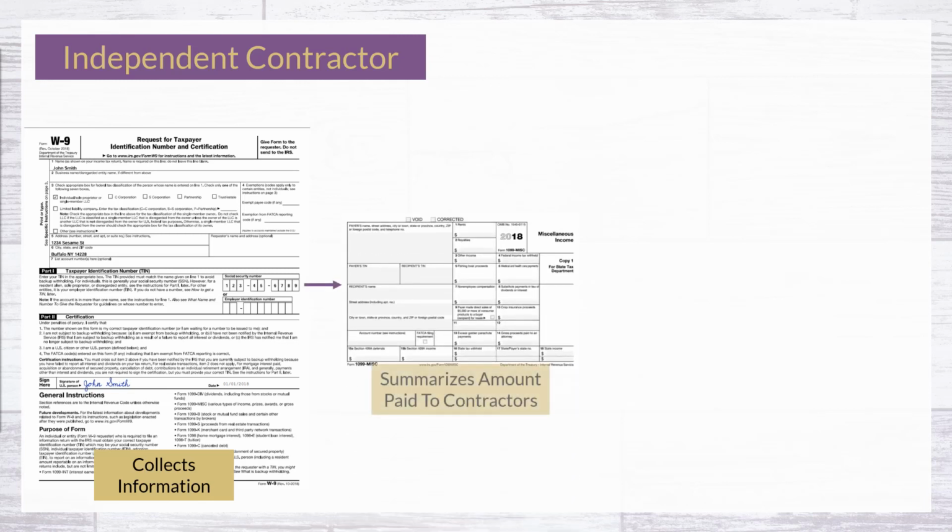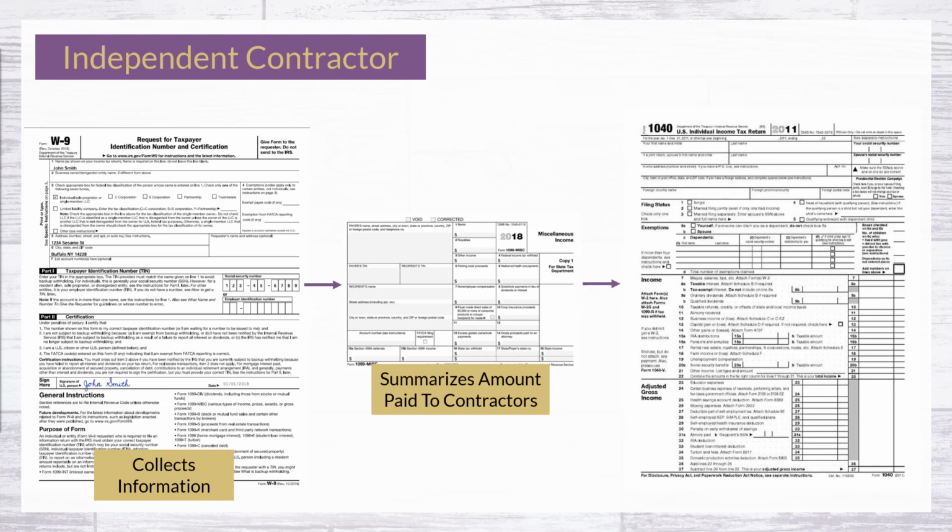The business that paid you for the services will use the information on your W-9 to file a 1099 at year end. The 1099 is a summary of the total amount they paid you for the tax year. You'll receive a copy of the 1099 to report on your income taxes. Those businesses will also report to the IRS.